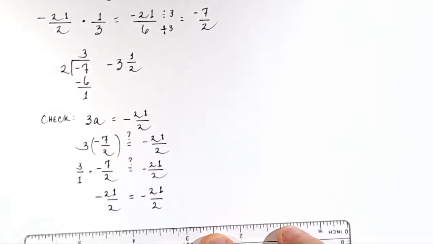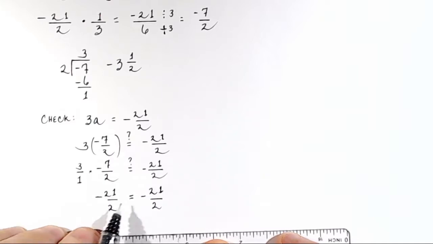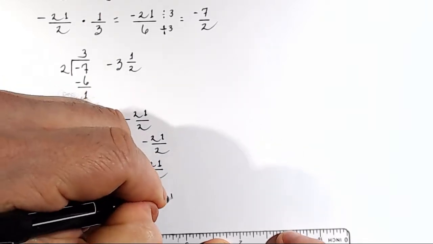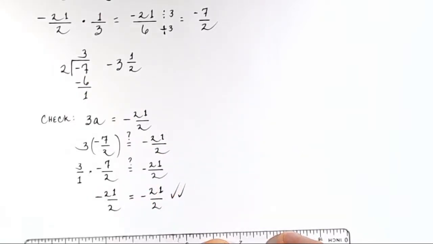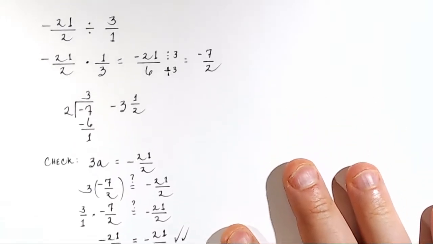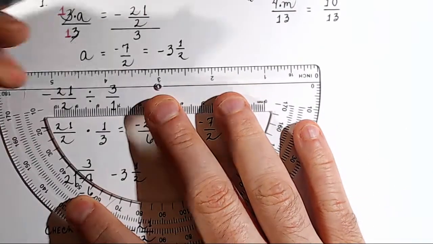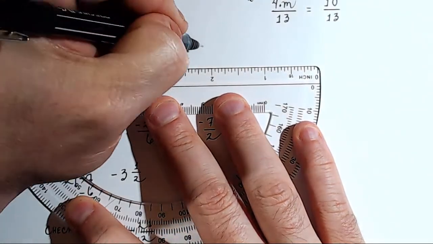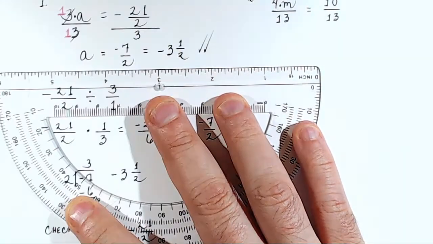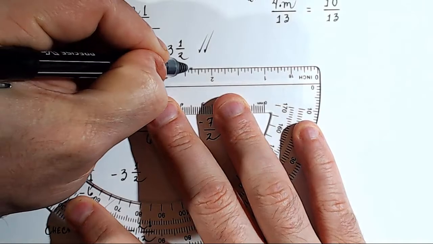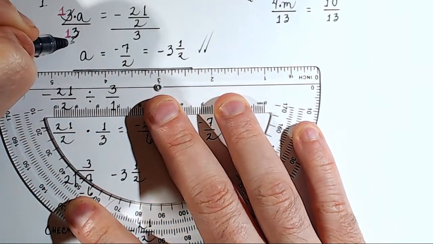Well, it is. And because these two things are equal, we have double checked the problem. 2 checks there. And that brings us back up to our solution, where we can put 2 checks as well. And we put the whole solution in a box.